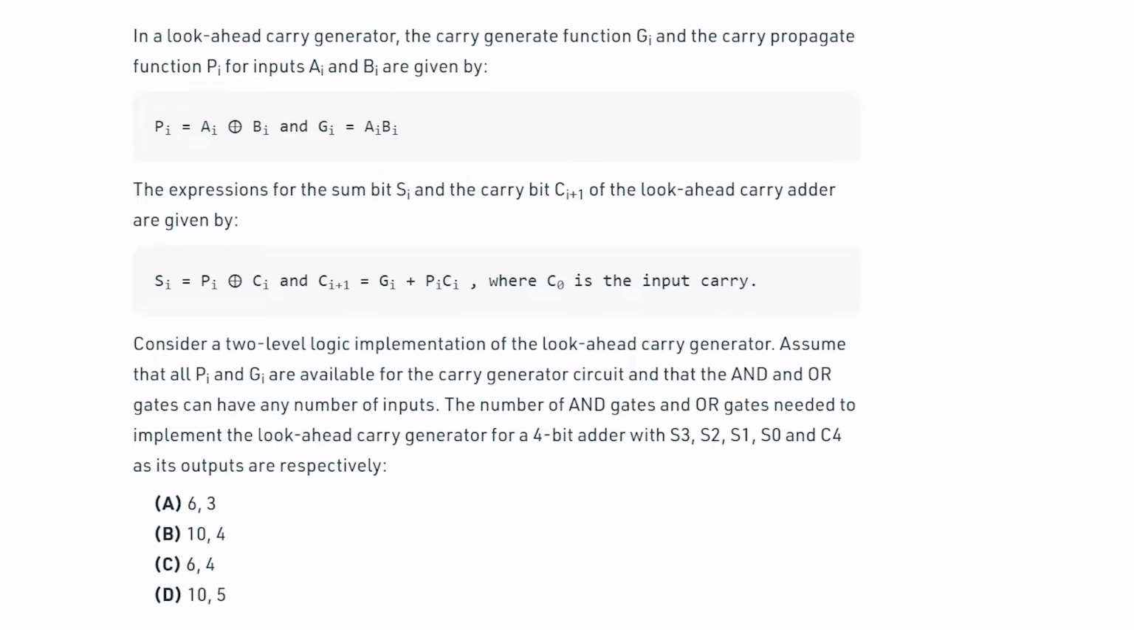It reads, consider a two-level logic implementation of the look-ahead carry generator. Assume that PI and GI are available for the carry generator circuit and that the AND and OR gates can have any number of inputs. The number of AND gates and OR gates needed to implement the look-ahead carry generator for a 4-bit adder with S3, S2, S1, S0 and C4 as outputs are respectively.